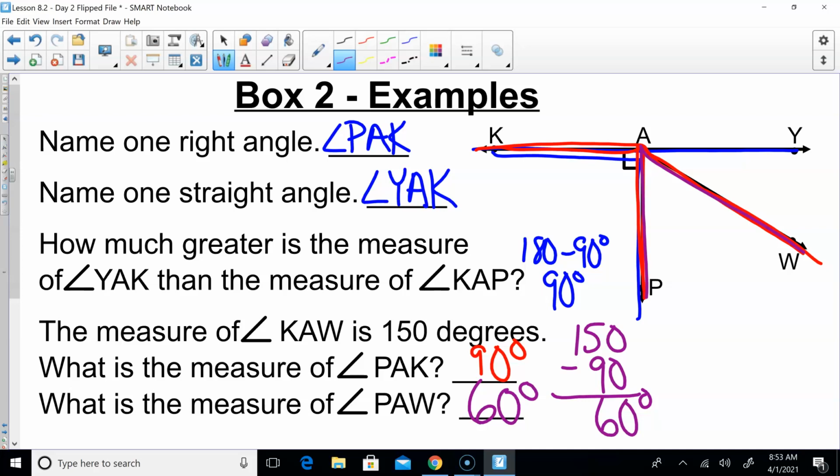So just more practice understanding how, if we know right angles and we know straight angles, that can help us find out the measurement of missing angles.